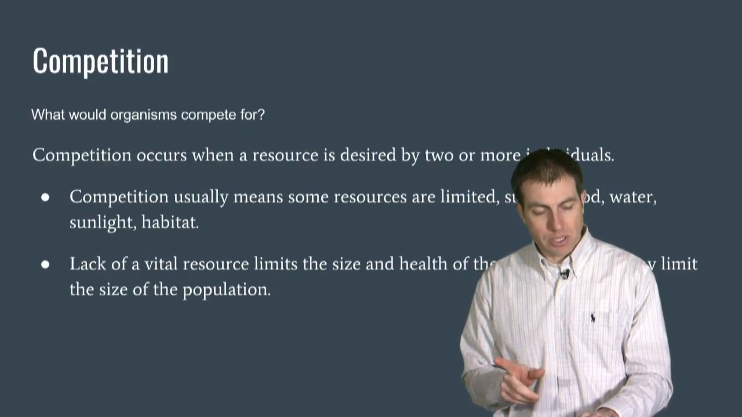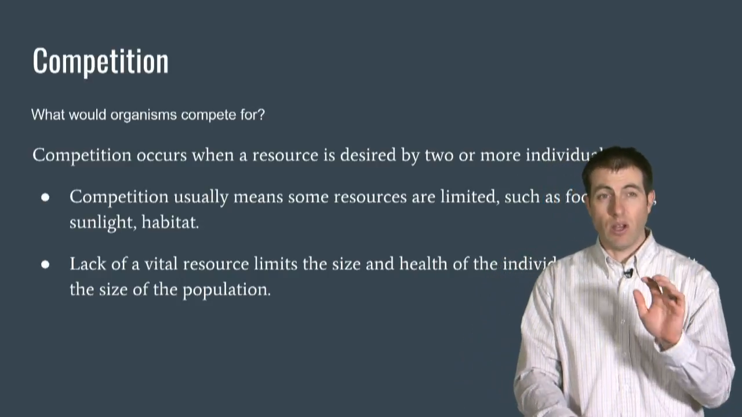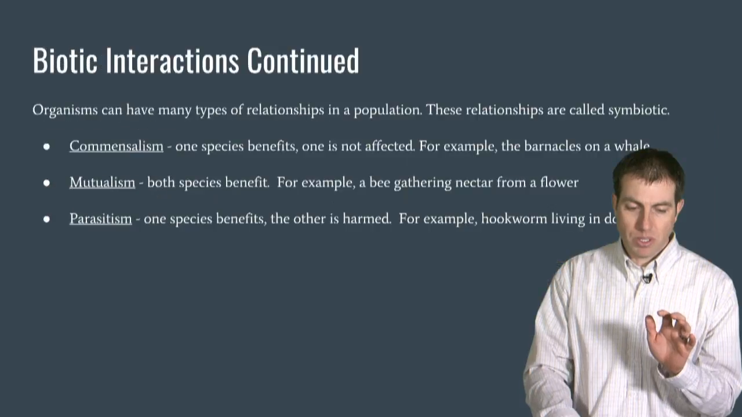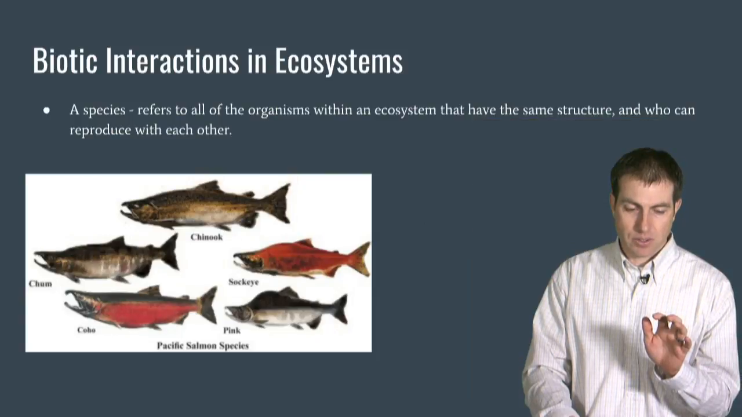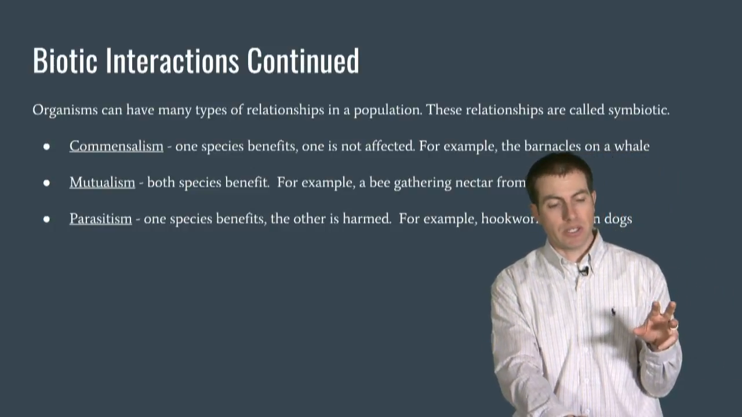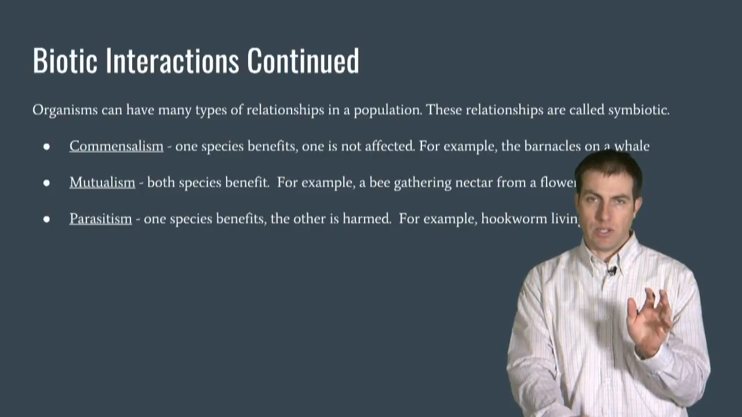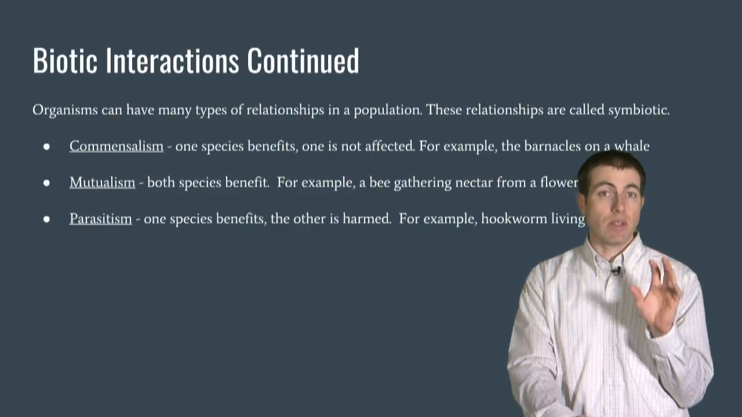So that was competition. I'm going to just rewind a second because this is throwing a lot of vocab at you, but we talked about biotic interactions. We talked about the three main types of biotic interactions: commensalism, mutualism, parasitism. So these are living things that are interacting.